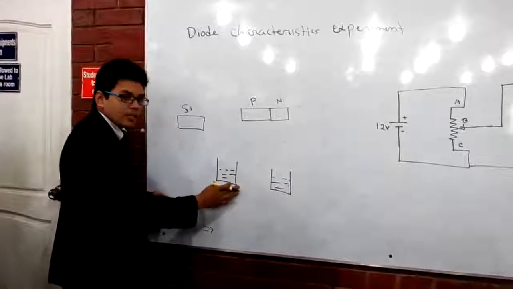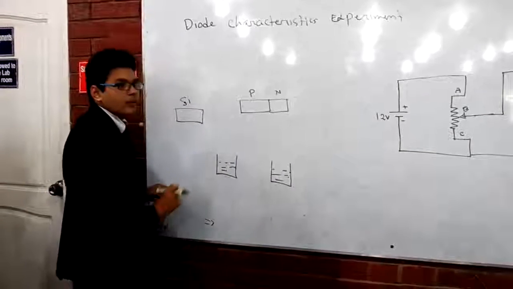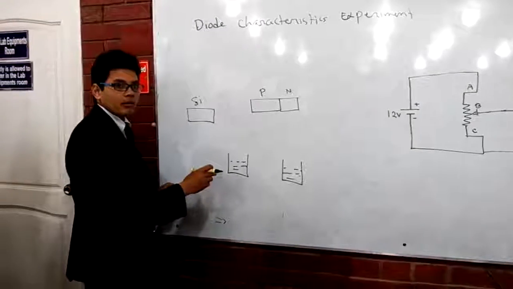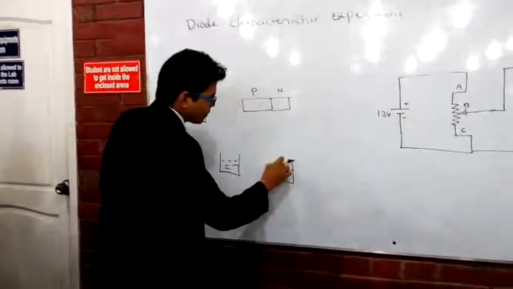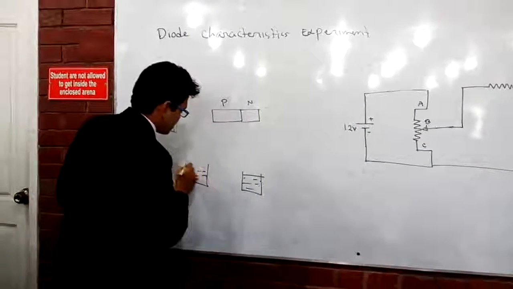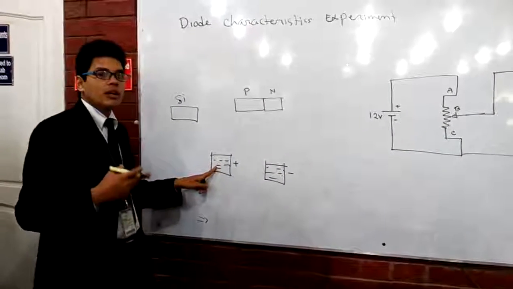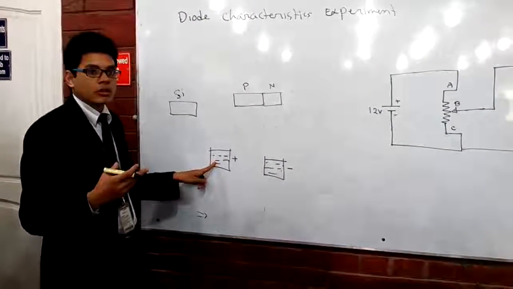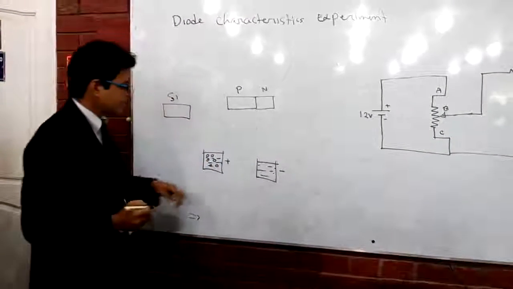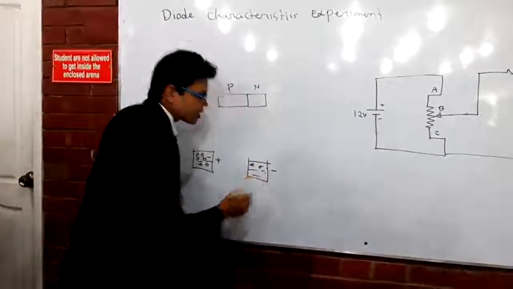This silicon will be p-type if we add some trivalent impurities to that. That is called doping, right? And if we add some pentavalent impurities to this, it will be n-type. So we have made it p-type and n-type. The p-type has lots of holes, and the n-type has electrons, which are negatively charged particles.